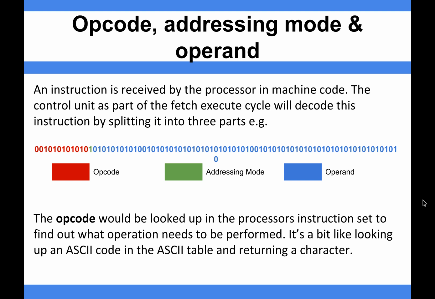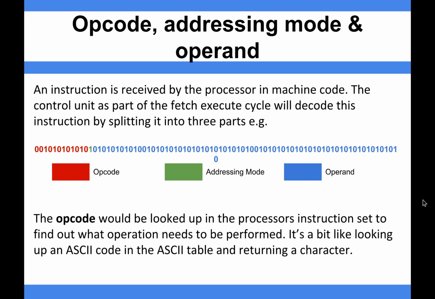I've tried to represent those by the different colours. The opcode will be looked up in the processor's instruction set. So the first part of this instruction, how many bits that will be depends on the CPU architecture. It could be 10, it could be 15, it could be 8, whatever. But let's say it knew it needed to get 10 bits, it would get 10 bits from the instruction. And the first 10 bits would be the opcode.